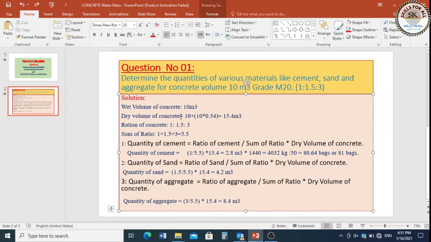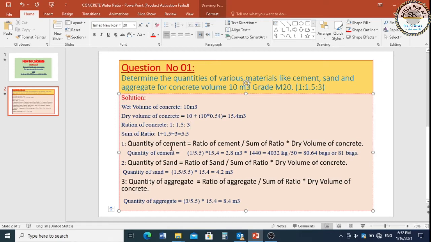To convert it into the dry volume, what we will do, we will add 54% more, 54% of the volume of concrete that we have. So 10 plus 54% of 10, it will come 15.4 meter cube. Now what is the ratio? We have ratio 1, 1.5 and 3. Here we will make the sum of ratio. 1 plus 1.5 plus 3, it will come 5.5.